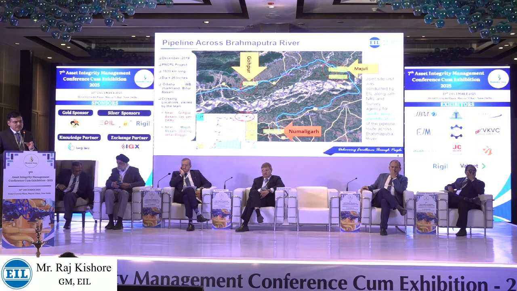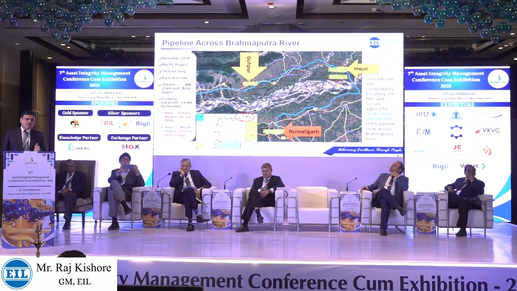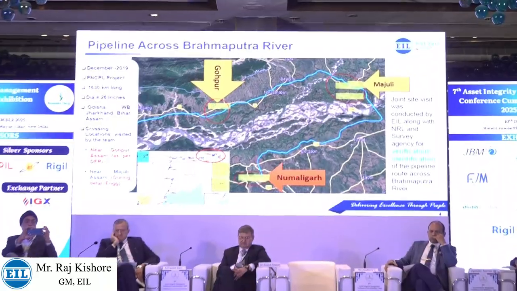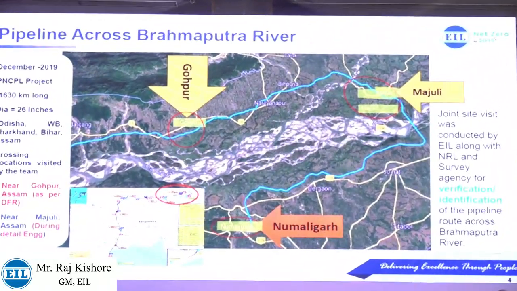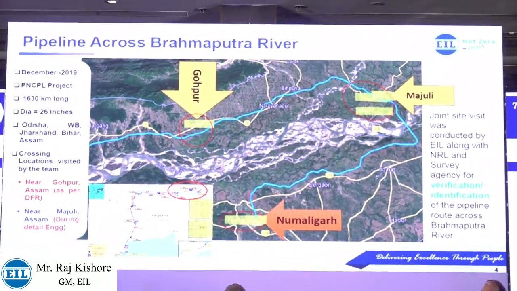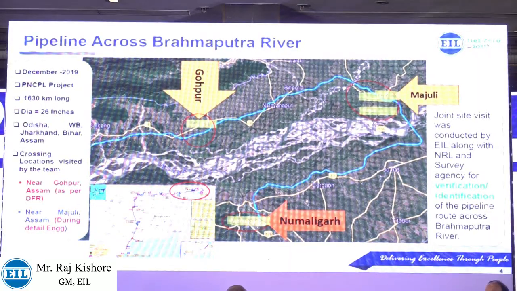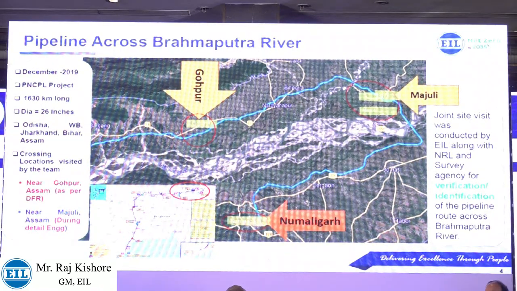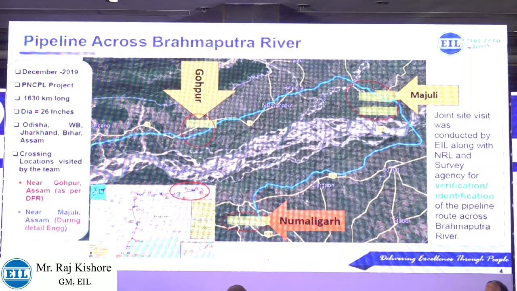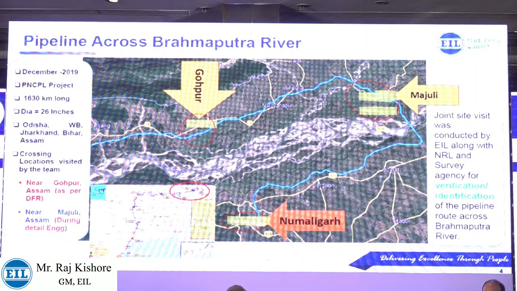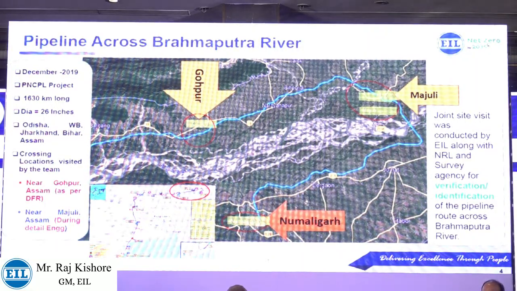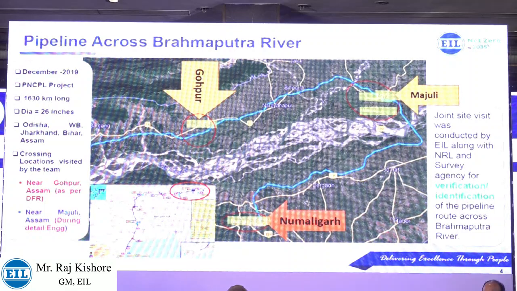This pipeline is 1630 kilometers long. It crosses 5 states. It starts from Odisha, then goes to West Bengal, then Jharkhand, then Bihar, then again West Bengal, and finally terminates in Assam at Numaligarh. This pipeline crosses more than 200 rivers, because most of the rivers come from the Himalayan region.